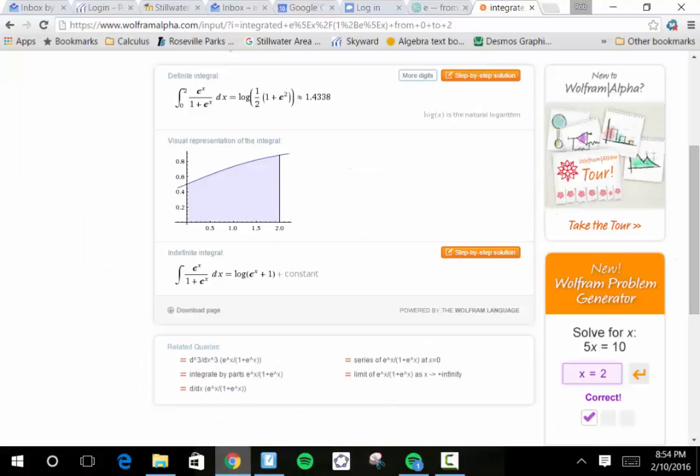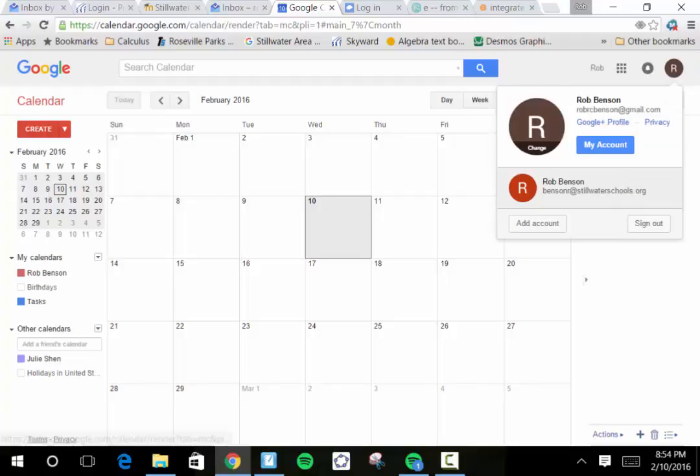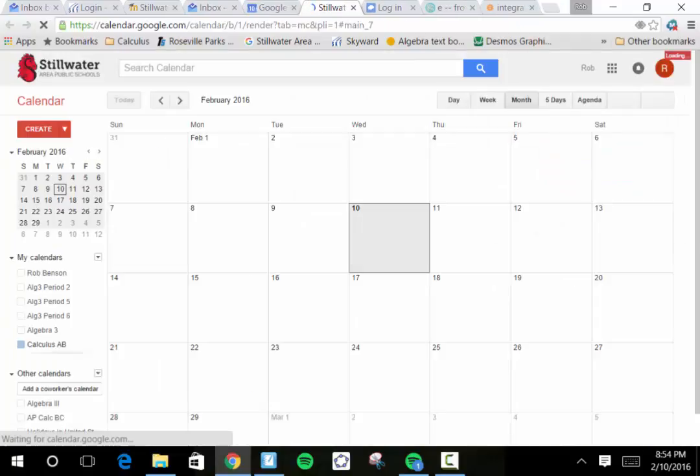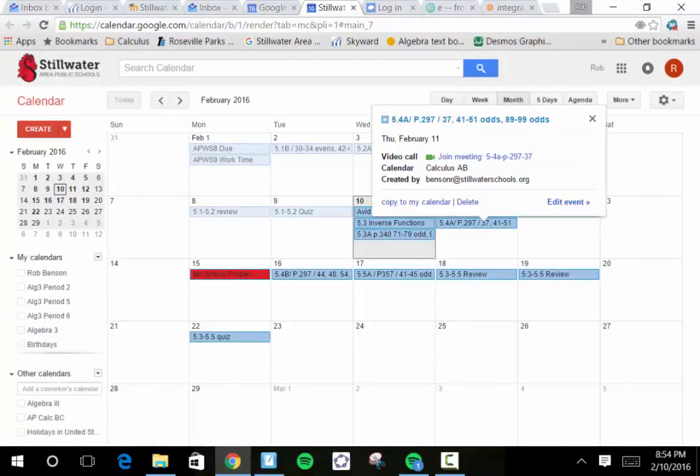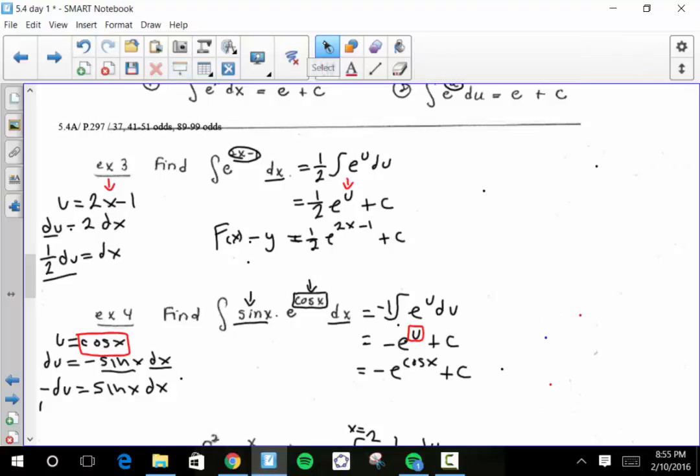Now if you go to your Google page, let's see if I can find it here. Hopefully it just logs me into it. Oh good. I think the assignment for today is right here. It's 5.4a, page 297, and it's 37. Are we doing 5 point? Yep. 41 through 51 odd and 89 through 90 odds. Those are the problems that you are going to do today. Copy those and bring them back. Okay, put them in there. There they are. I knew they'd come.